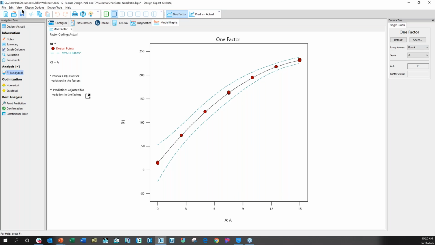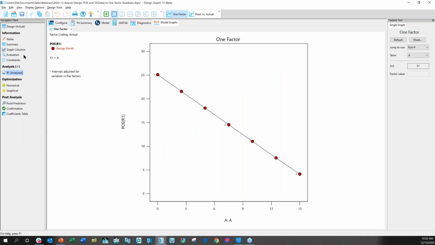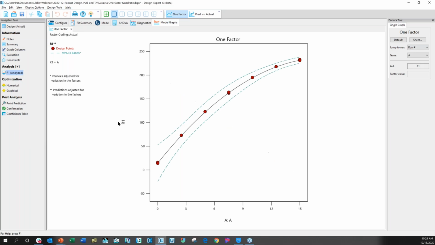Okay. Now I can go up to view and I can look at propagation of error. Now, if you notice what happens, well, remember this was that curvilinear relationship, and as A increased, the variation transmitted from the variation in A to the response decreased. So we can see that this is showing that the variation that's transmitted is decreasing as I move from a low value of A to a high value of A. Now, if we look back at the model graph, you can see that here too. Notice that at low values for A, the confidence interval for the predictions is much wider because there's more transmitted variance than it is at high levels of A.